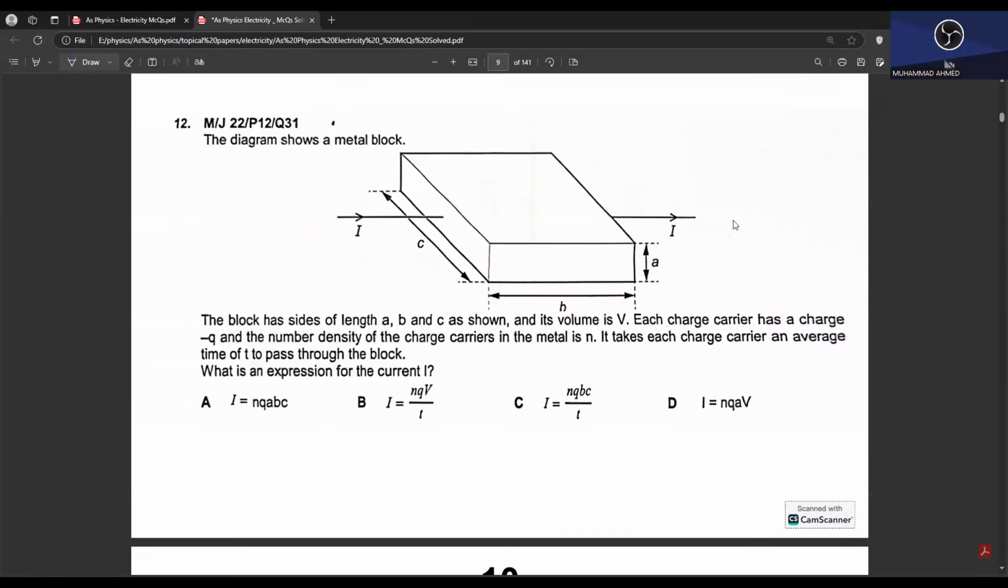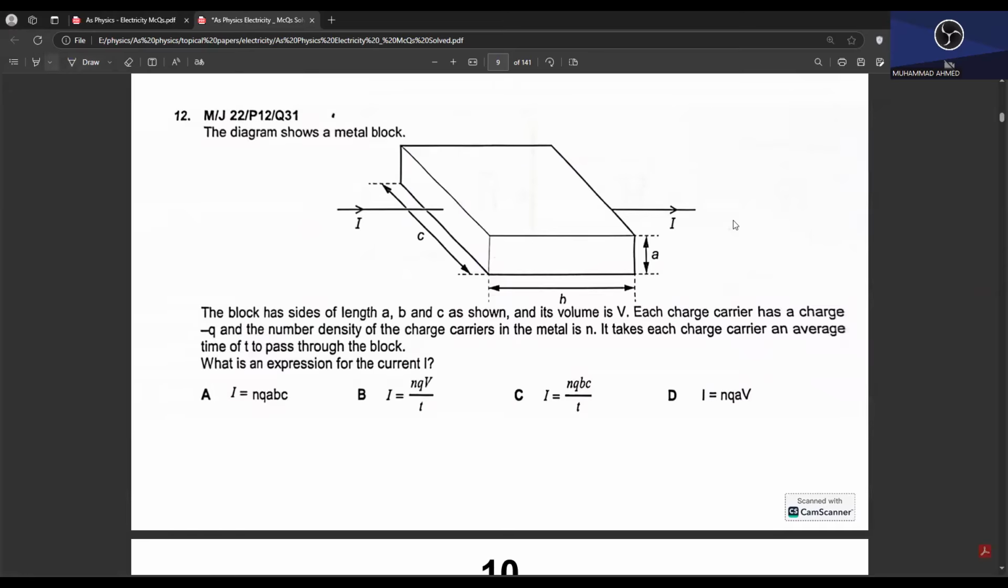Let's see this. The diagram shows a metal block. Perfect. The block has side lengths A, B, and C as shown, and its volume is V. Each charge carrier has a charge of Q. The number density of the charge carriers is n. It takes each charge carrier an average time of t to pass through the block. You have to calculate an expression for current. Do you remember that current used to be equal to what?